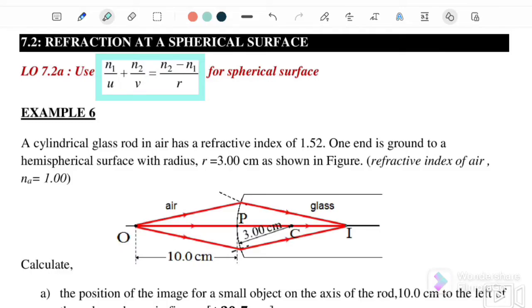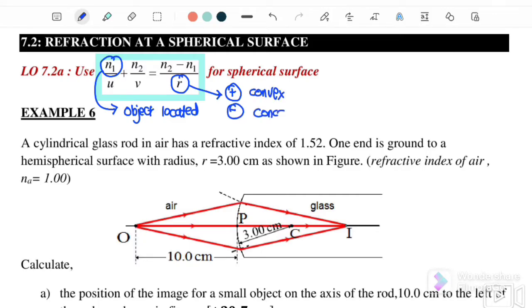In this equation, n1 usually is the medium where the object is located. So make sure that a real object is located there, that is the medium, and we will label it as n1. Another one is the radius r. If the radius is positive, it means that the surface is convex, and we substitute negative if it's a concave surface. So this is the first equation that we will use.